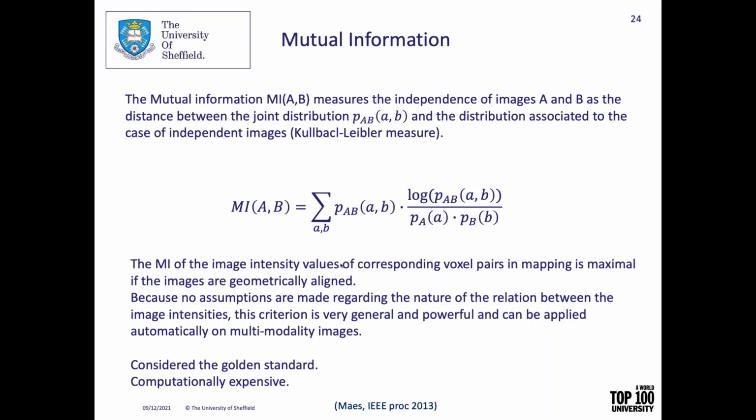So the power of this formulation is that there is no assumption regarding the nature of the relationship between the image intensities. So this can be applied, for example, in multimodality images. When you have an image in colors that shows the functionality of the brain, for example, and another CT scan, and you want to register the two images. This approach is considered the gold standard, but is computationally very expensive.